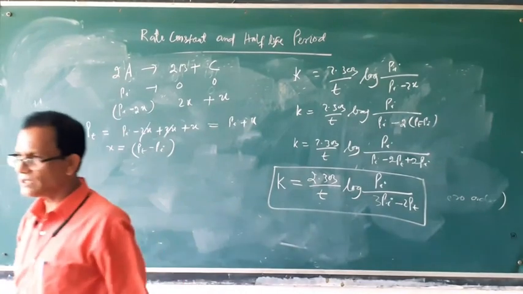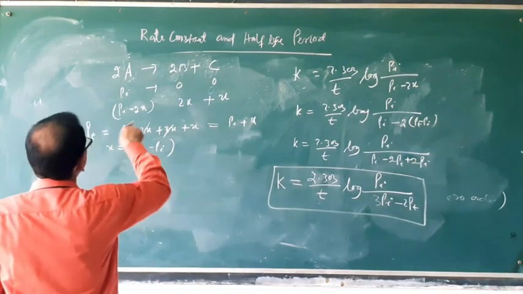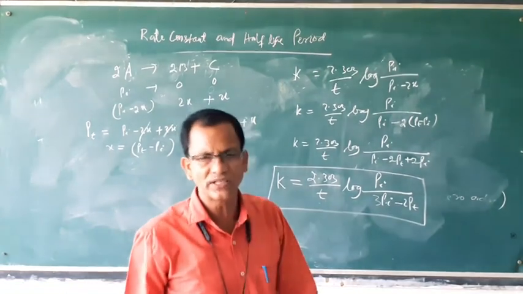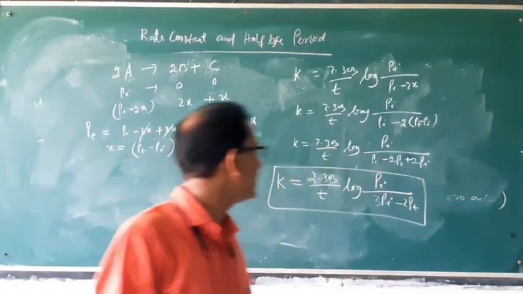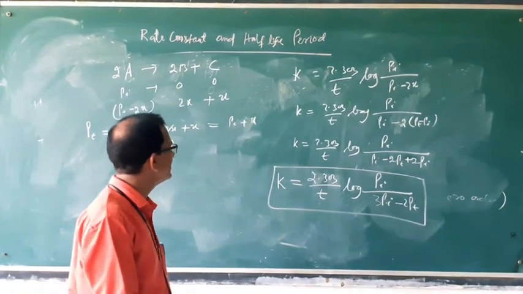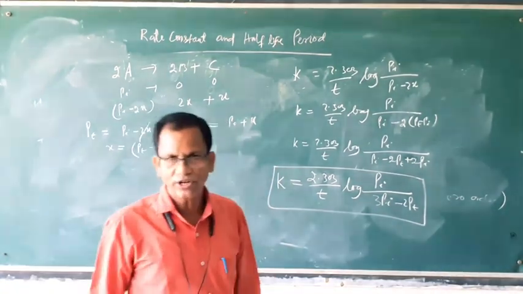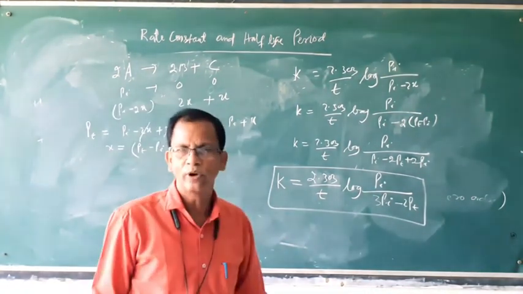So the derivation of K in terms of partial pressure depends upon the type of reaction, the involvement of reactants, and the coefficients of reactants and products. So these are very important relations between K and pressure, and K and the concentration of the reactant. Okay, thank you.